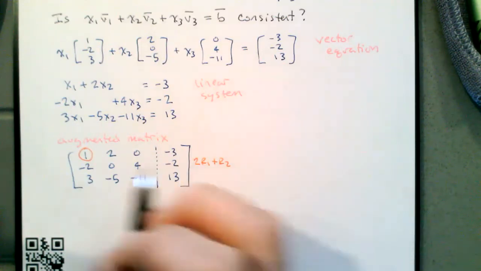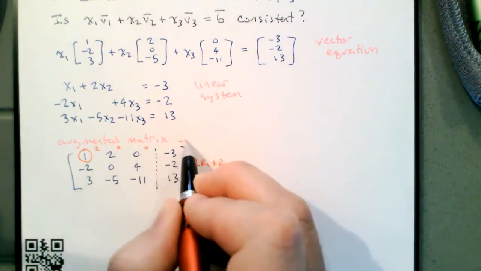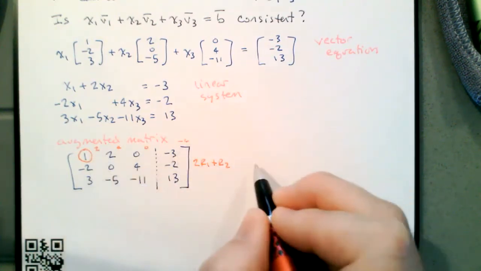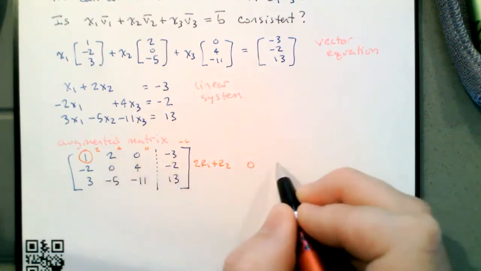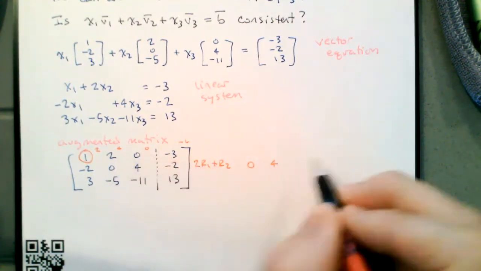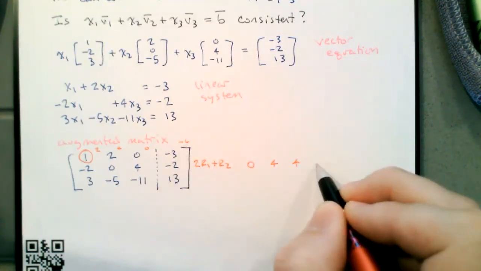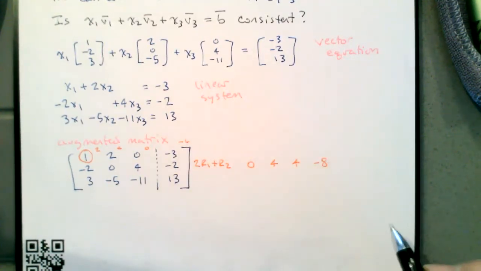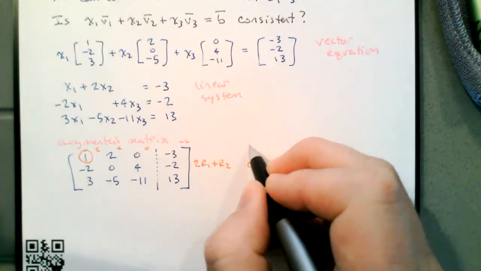So 2 times row 1 is going to be 2, 4, 0, negative 6. I'm going to add that to row 2, and that's going to be 0. That's what I want. 4 and 0 is 4. 0 and 4 is 4. And then negative 6 minus 2 is negative 8. Row 1 isn't changing yet.